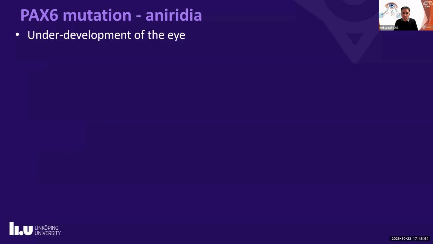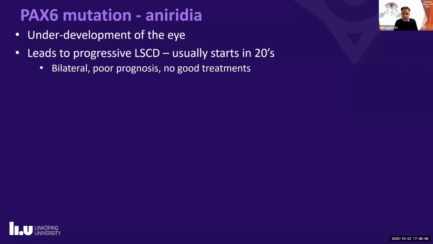In terms of the first gene that I mentioned, PAX6, mutation in that gene leads to a disease called aniridia, which is characterized by underdevelopment of the eye structures. And also it leads to a progressive limbal stem cell deficiency that usually starts in the 20s and then progresses from there. Again, it affects both eyes, and there's generally a very poor prognosis because the eye is very inflamed, and there are no really good treatments for this today.